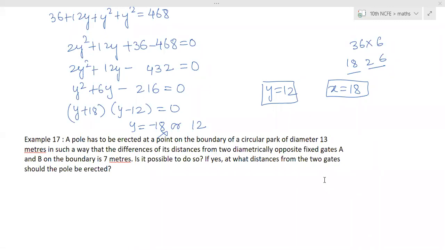A pole has to be erected at a point on the boundary of a circular park of diameter 13 meters in such a way that the difference of its distances from two diametrically opposite fixed gates A and B on the boundary is 7 meters.